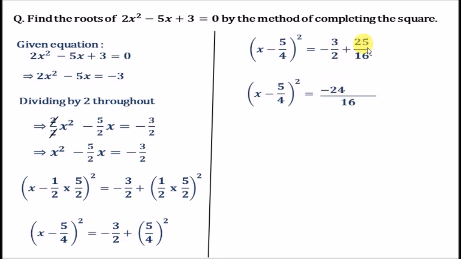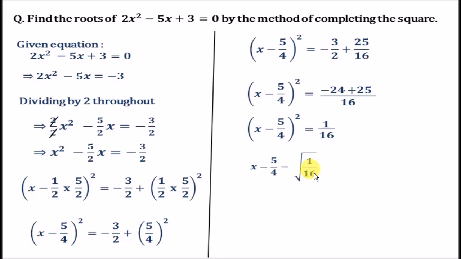16 1s is 16, so 1 into 25 will result into 25 itself. Now 25 minus 24 will give us 1, so we will get (x minus 5 by 4) whole square equals to 1 by 16. On taking the square to the other side, we will get x minus 5 by 4 equals to under root 1 by 16.